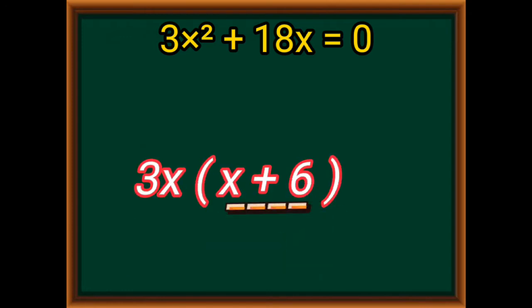So, why x plus 6? Because when you divide 3x squared by 3x, the answer is x. Copy the sign, which is positive, and 18x divided by 3x, the answer is 6. Therefore, the factors of 3x squared plus 18x are 3x and x plus 6.